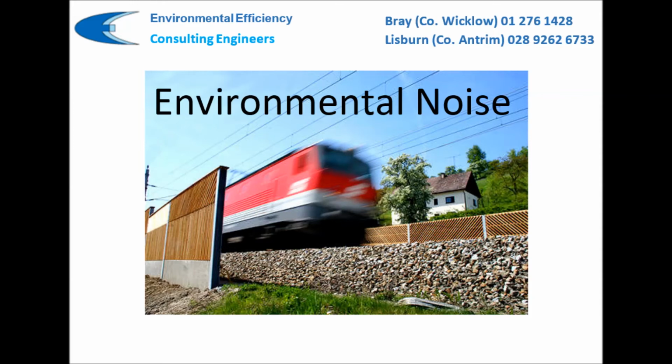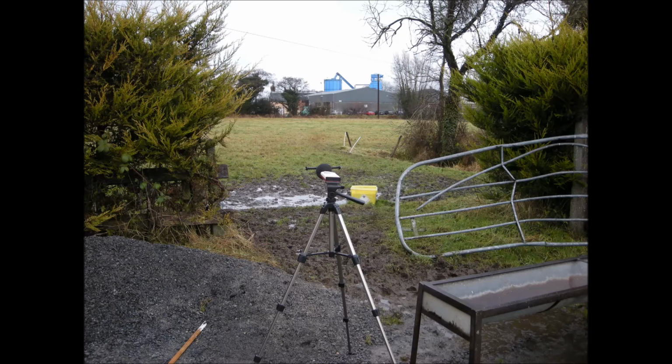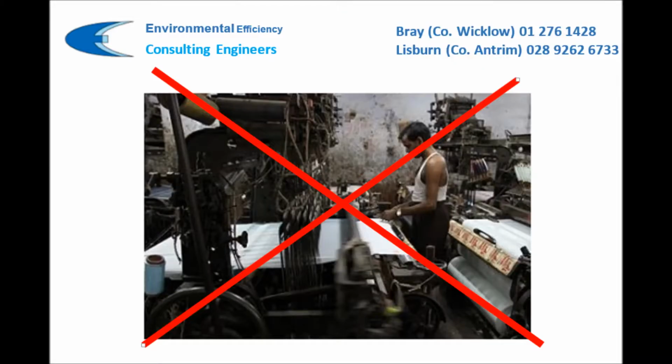This short video is an introduction to environmental noise. In practical terms, environmental noise is noise from a construction site, factory or transport activity that may affect the public or the habitat. What it is not is noise that affects workers within the confines of a site or factory. That is occupational noise.